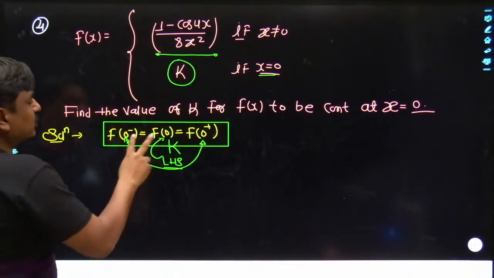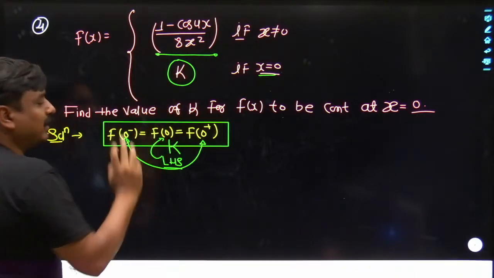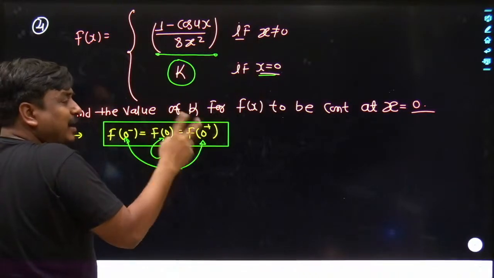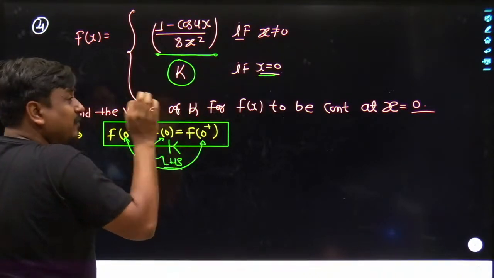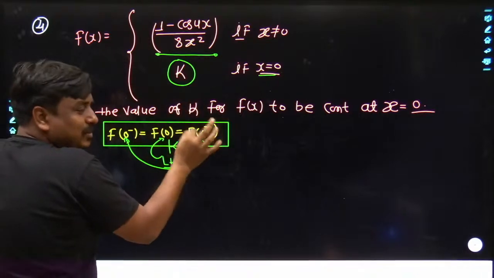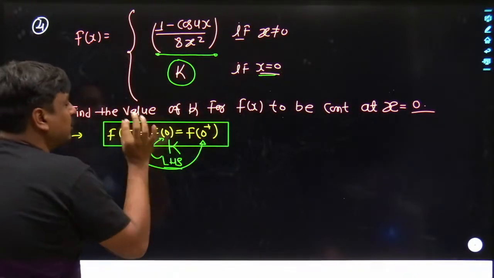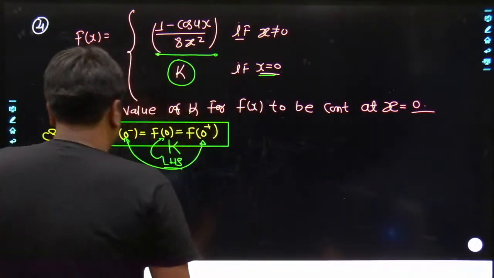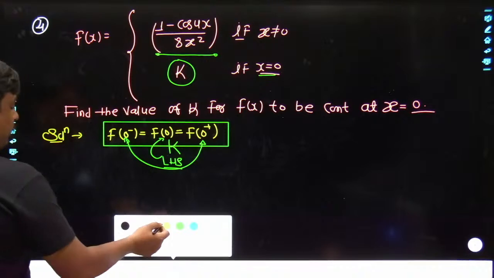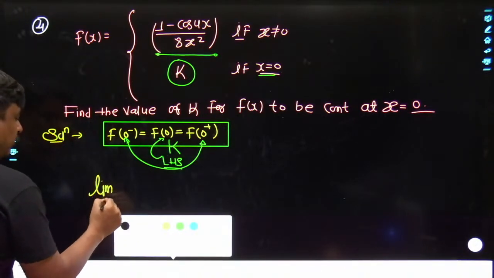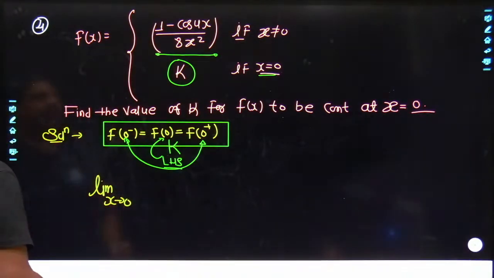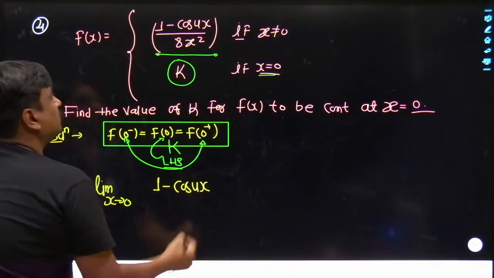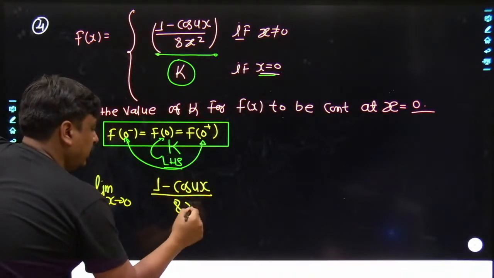Just before 0, just after 0, precisely at 0 has to be the same. May I know what was the value of the function precisely at x equals 0? That was k. F of 0 minus as well as f of 0 plus, what was it? It was the left hand limit as well as the right hand limit. If the limit does exist, the left hand limit as well as right hand limit would remain the same, and that value has to get compared with k. So now more or less we have to find the limit of the given function. I need to find the limit as x tends to 0 of 1 minus cos of 4x divided by 8 times x square.